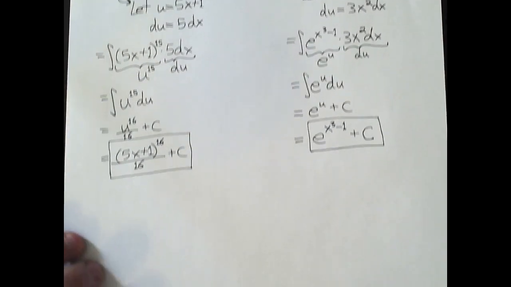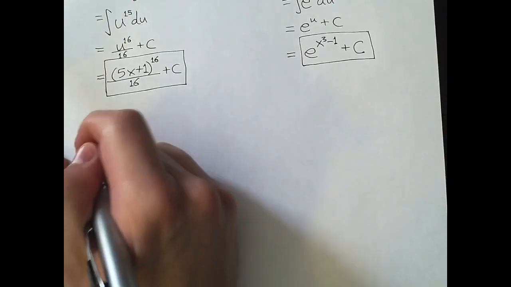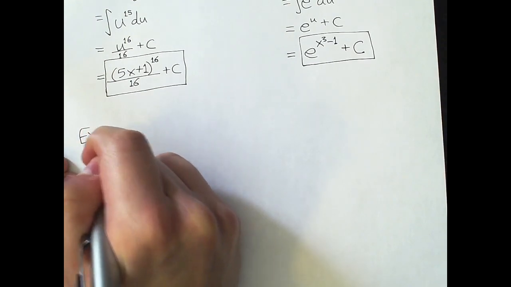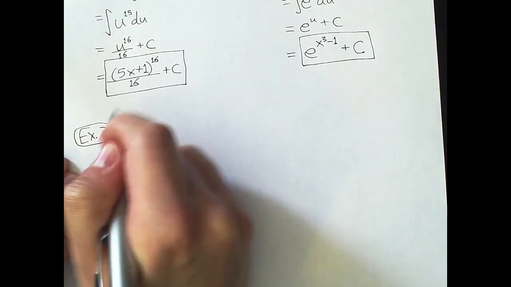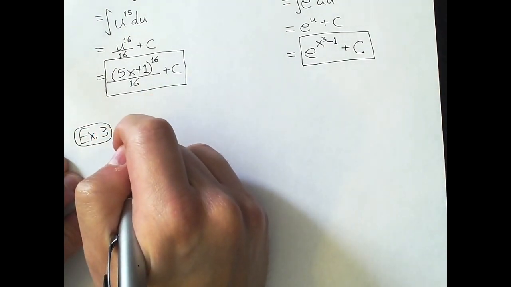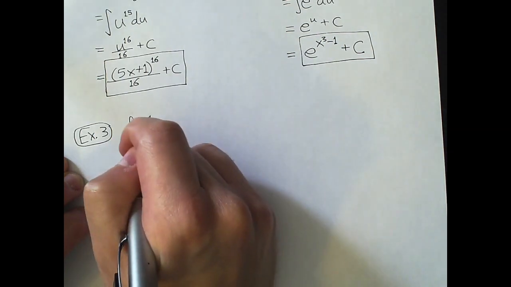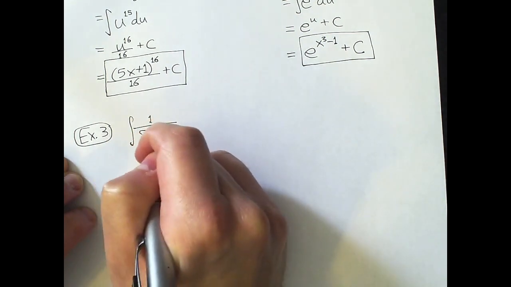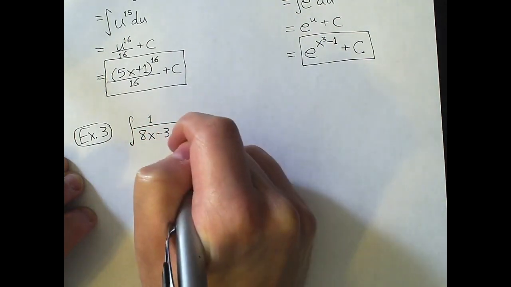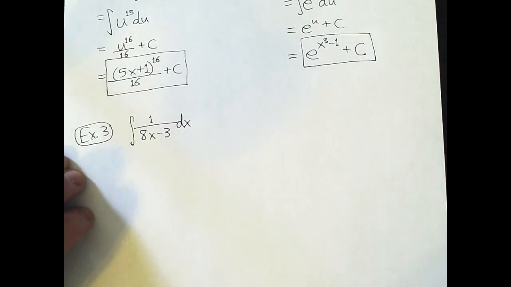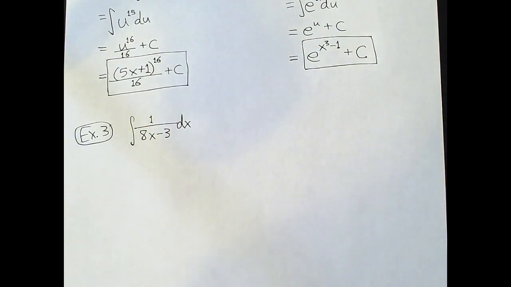Tell you what, let me give you one more. I'd like you to try one more. This is going to be the integral of 1 over 8x minus 3 dx. So this is another where you could pause the video and try it out.